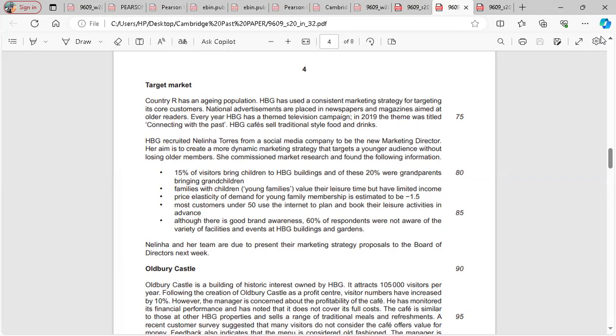When you do this, disabled people will be able to come, but they won't be able to come alone. They might have to come with their family member. The family members have to pay to have access to it. That's the first point. The second one is about minimum wage. So if HBG pays its workers minimum wage, that increases workers' motivation. And if workers' motivation is improved, productivity will increase. And if productivity increases, it will reduce the average cost of production, which is good for HBG. Do you get the point there?